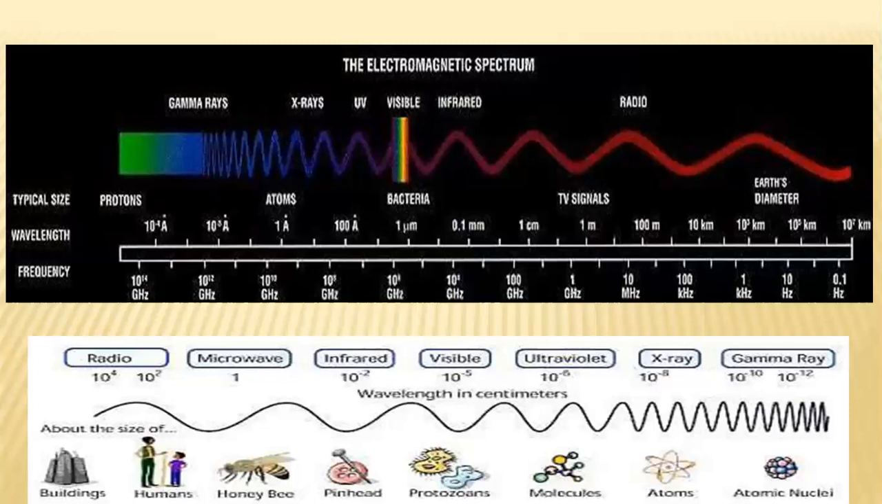Gamma rays, 10 to the power of -10 to 10 to the power of -12 in range, that is atomic nuclei, a bunch of atoms which have a confining nature.